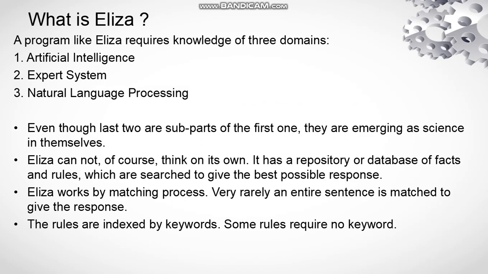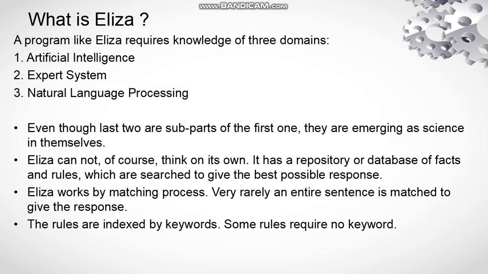Eliza required knowledge of three different domains to work properly. First of them is AI, artificial intelligence, and then we have expert systems and natural language processing. The second and third are part of the first one actually, but now we can consider them as separate fields, and they are emerging very fast.